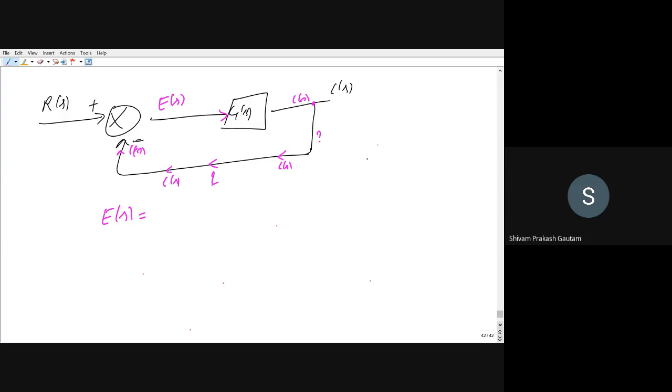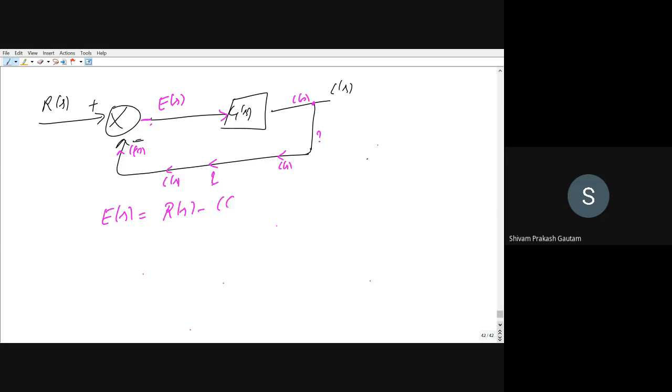Can you tell me what will be the error? This is our summing block. R(s) is flowing to the positive port and C(s) is flowing to the negative port. So what will be the error? Error is the output, right? What is coming in the input port? Anyone? Sir, R(s) minus C(s). R(s) minus C(s).